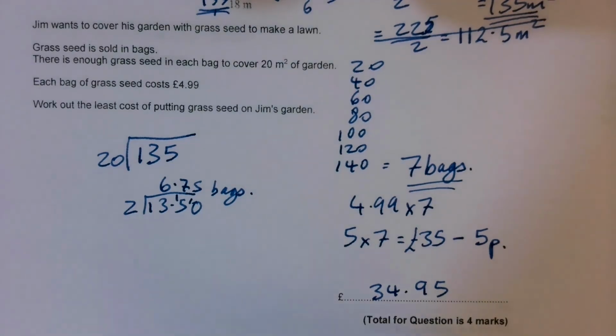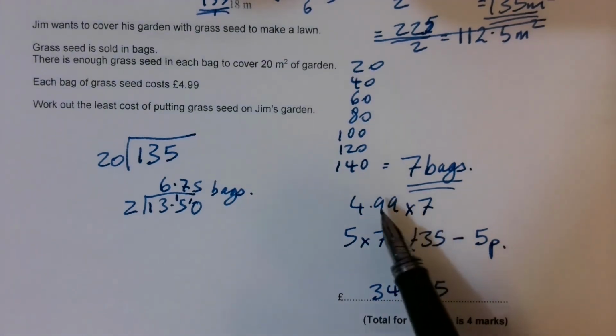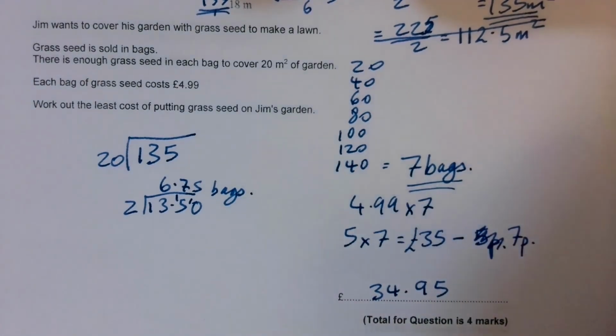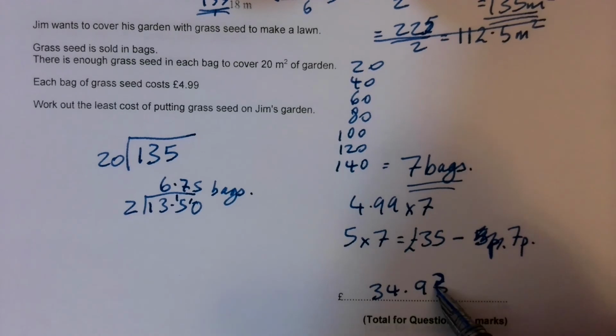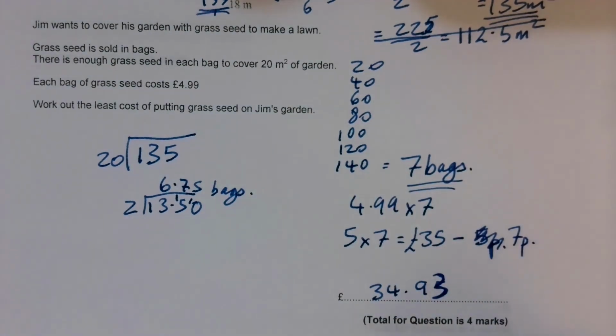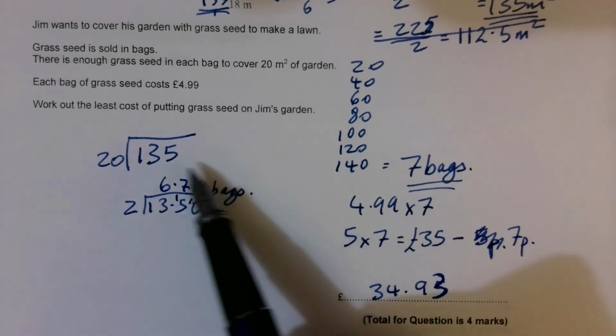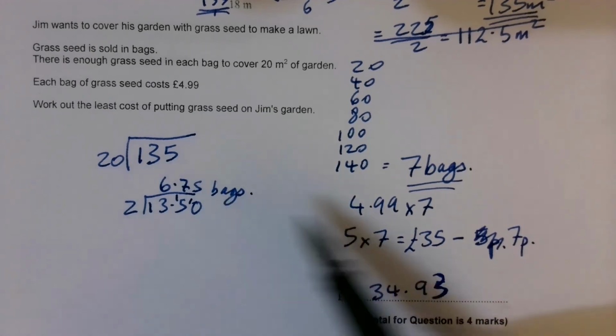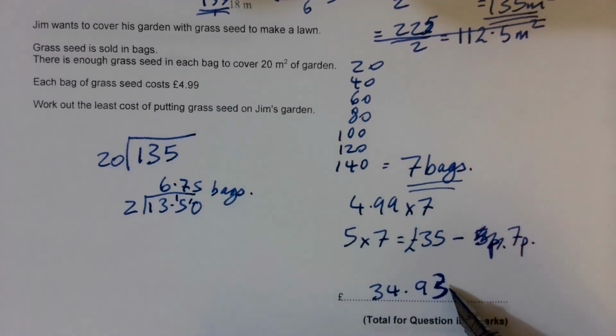Okay, it's not minus 5 pence, it's 7 times we're losing a penny, aren't we? So I said that was the easiest way, and then I just made a silly mistake, so it would be £34.93. So to get 4 marks, you've got to have £34.93. If you've got to this point here, I think you'd still get 3 marks. You'd need to get the 7 bags and then that multiplication right for the final mark.